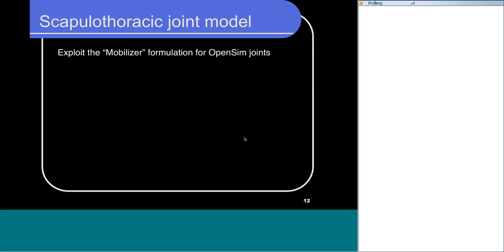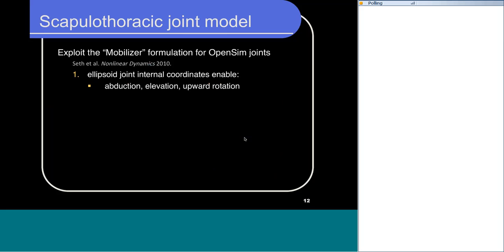So the answer, of course, is yes, and we're going to do that by exploiting a mobilizer formulation that we developed to describe biomechanical joints. And this was described in detail in a previous publication in 2010. We used as an example an ellipsoid joint described in internal coordinates that could enable the abduction, elevation, and upward rotation that we just described. And it really does match the ellipsoid constraint that Van der Helm proposed.